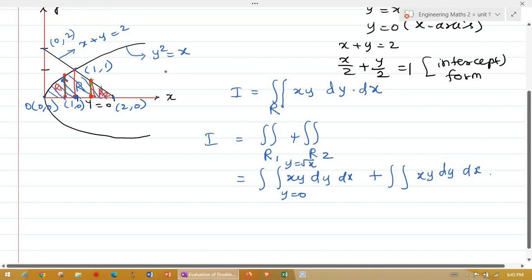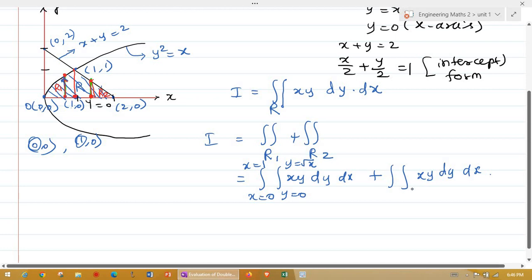Because y square equals x, we can write that y equals root x. What is the limit of x? The limit of x is from 0 to 1, that is x equals 0 to x equals 1. We are writing the limits for the first region, so what are the values on the axis? The points are (0, 0) and (1, 0). So what are the values of x here? 0 and 1. So we have to write that.